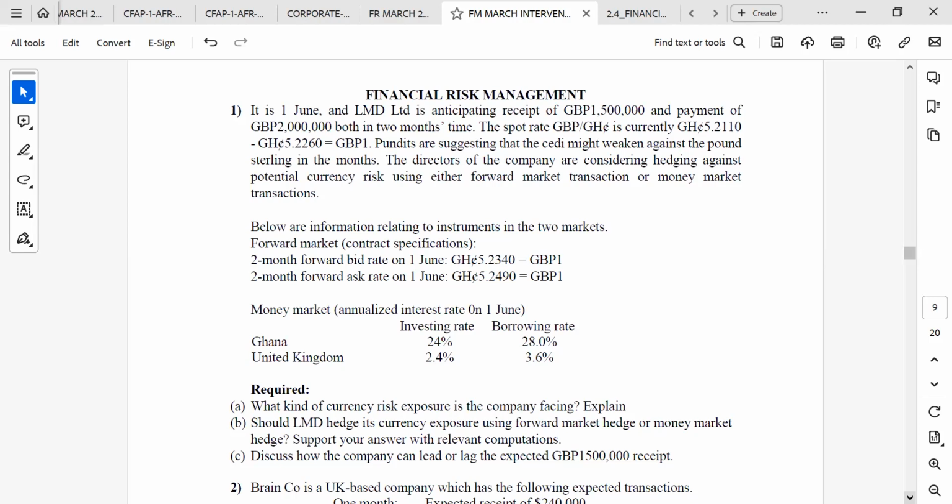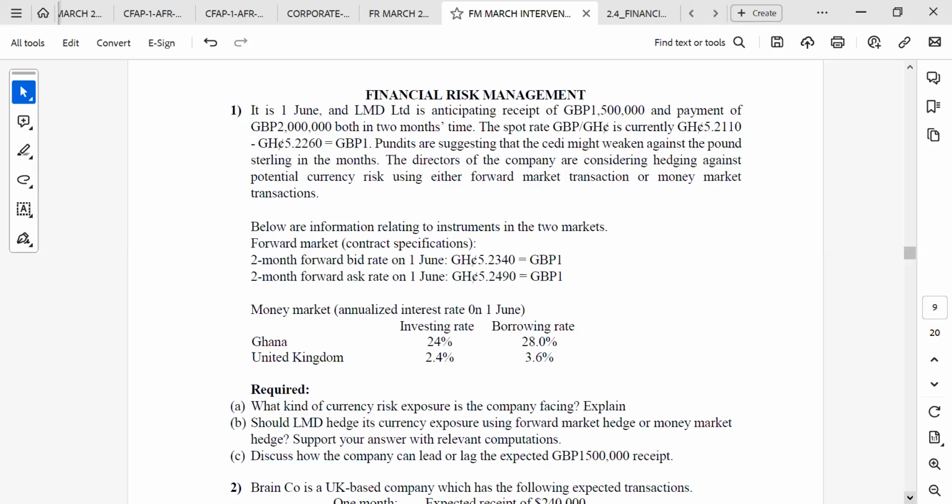The directors of the company are considering hedging against potential currency risk using either forward market transactions or money market transactions. Below is information relating to instruments in the two markets. Forward markets, that's the contract specifications. 2-month forward bid rate on 1st June, 5.234 Ghana cedis to £1. Then 2-month forward offer rate on 1st June, 5.249 Ghana cedis to £1.